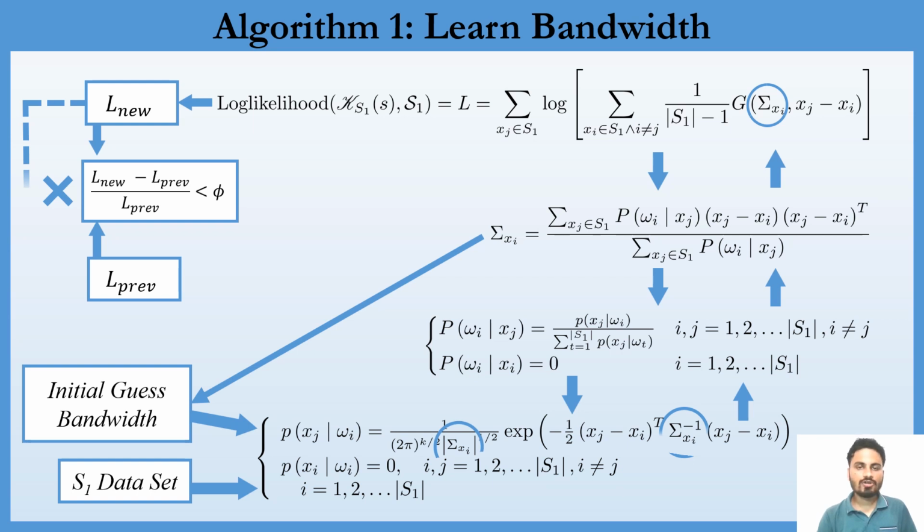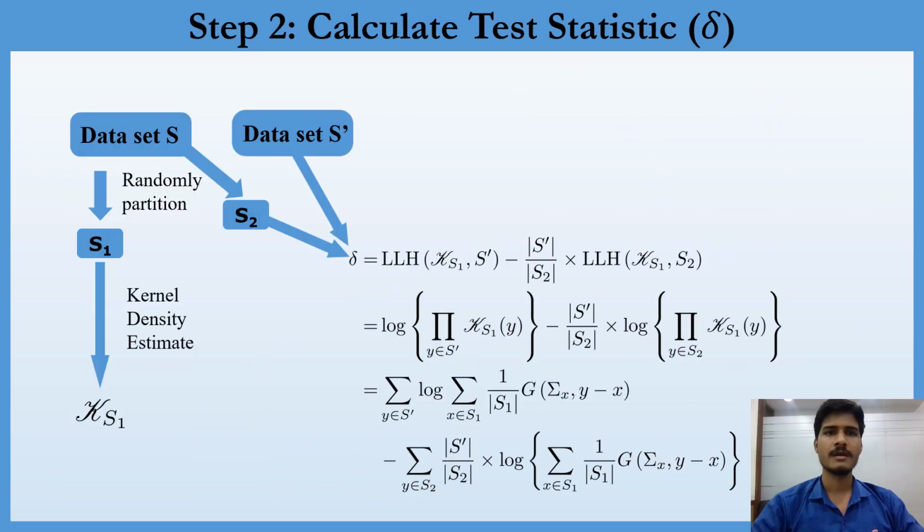At the end of the loop, we'll have a set of optimum bandwidths for each of the sample points with us. As algorithm 1 is discussed by Mayur, from algorithm 1 we have the optimum parameter for the distribution of S1. Here we can see that S2 and S1 are the randomly partitioned dataset from S, and S dash is the recently observed data.